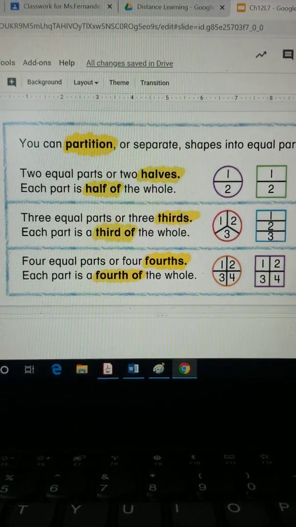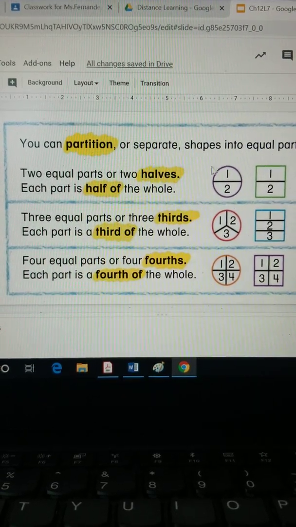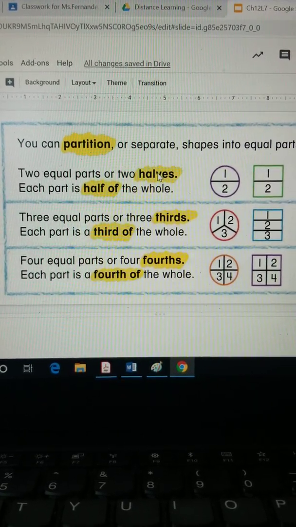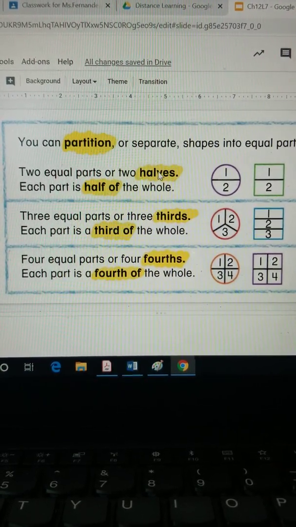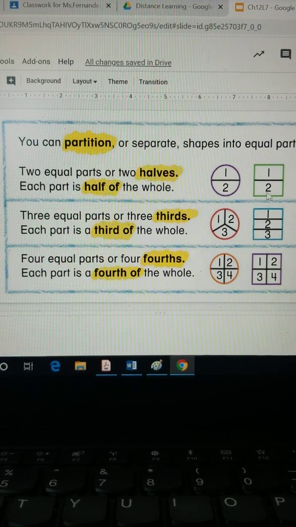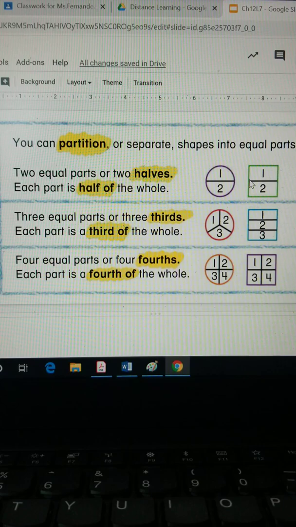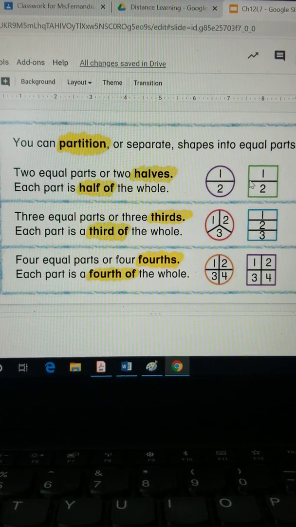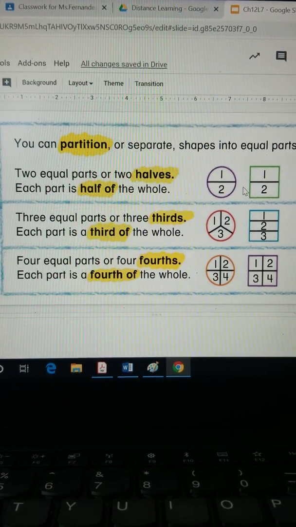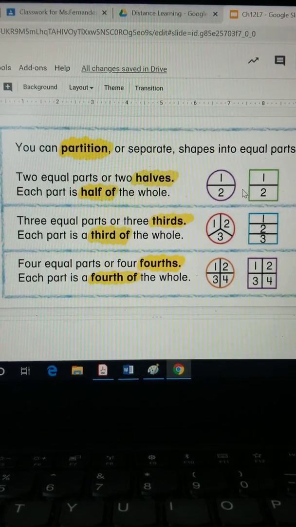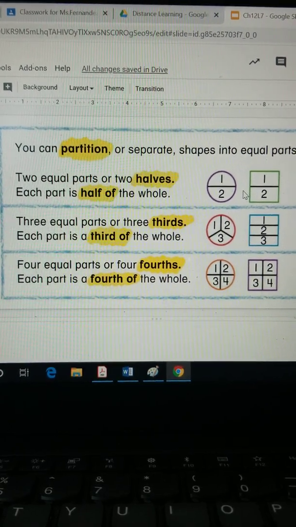Today we will be working on partitioning our shapes into equal parts. To partition, or to separate, into equal parts is just to cut them into different pieces. If you cut them into two equal parts, those are halves. So if you have a pizza and I say cut it into halves, that means you cut it straight down the middle.